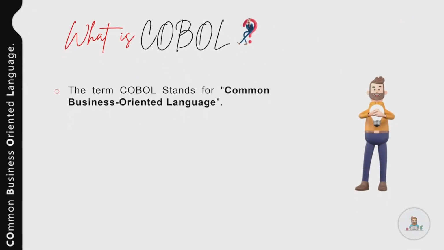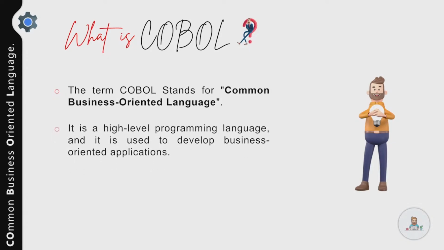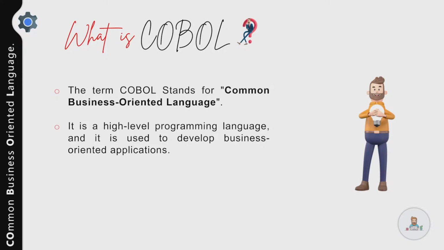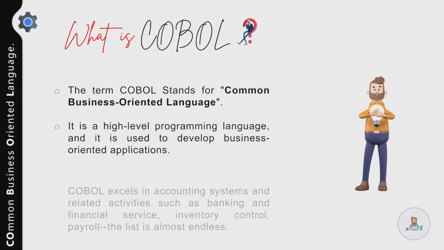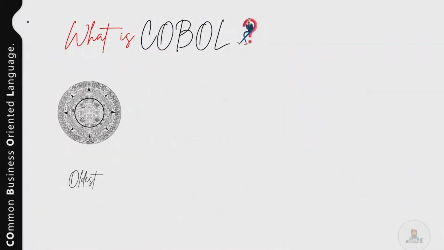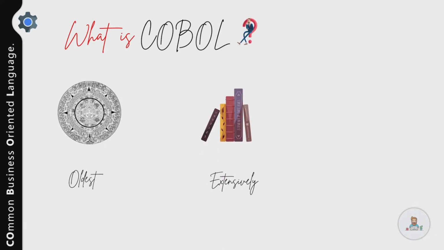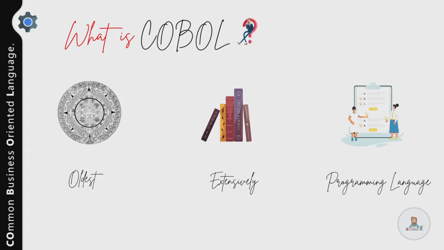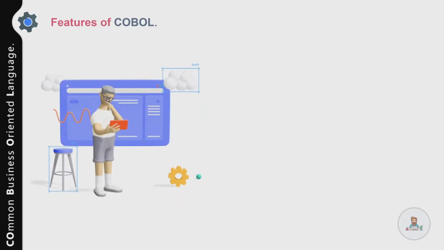The term COBOL stands for Common Business Oriented Language. It is a high-level programming language and it is mainly used to develop business-oriented applications. COBOL was designed specially for business applications, although you can use it for various programs and programming problems, but it is commonly used for business processes such as banking and financial services, retail sales tracking, payroll, and many other applications. The list is almost endless. So finally, COBOL is one of the oldest and most widely used programming languages. It is not only used on IBM mainframes, but it is also heavily used on Windows and the cloud computing platform.